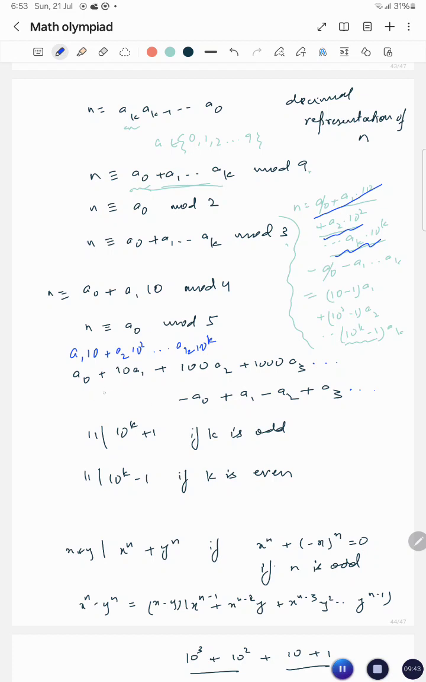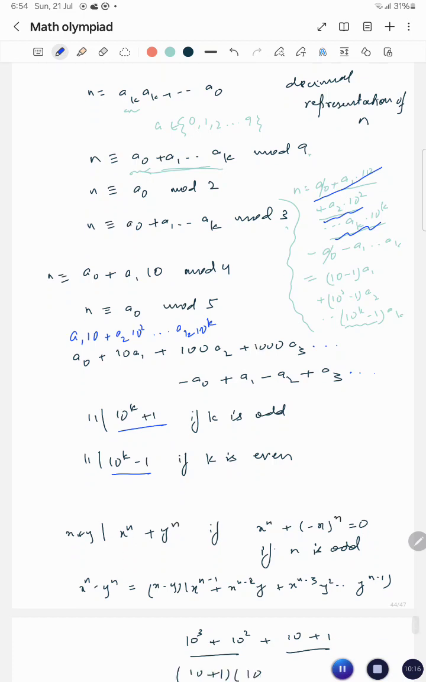So this becomes, for odd powers of k, 10 to the k plus 1, and for even powers of k, it becomes 10 to the k minus 1. For example, 1000 is 10 cubed, so 10 cubed a3 plus a3 is 10 to the k plus 1, where k is equal to 3 there. And 11 divides 10 to the k plus 1 if k is odd, as we can see here.